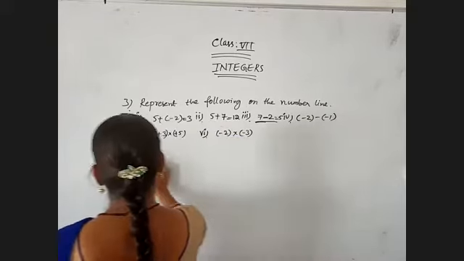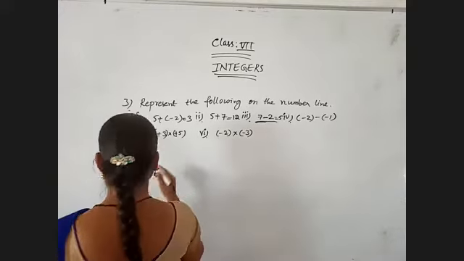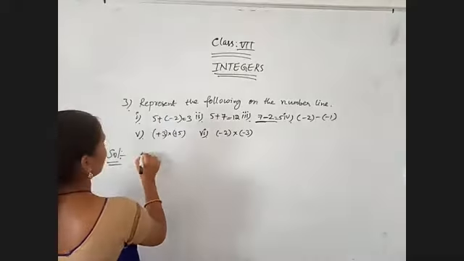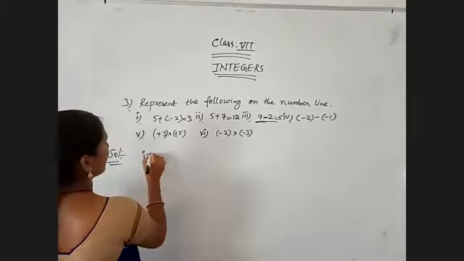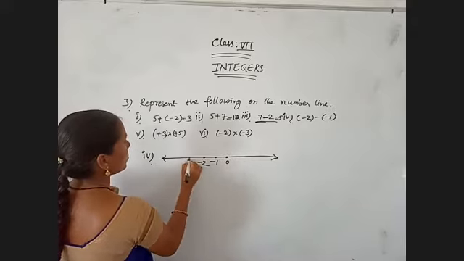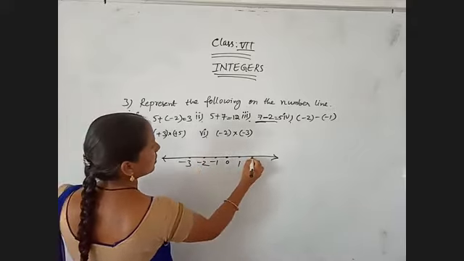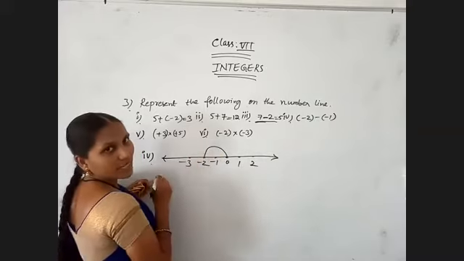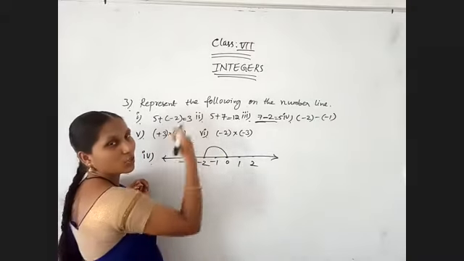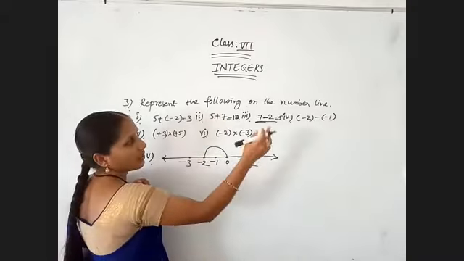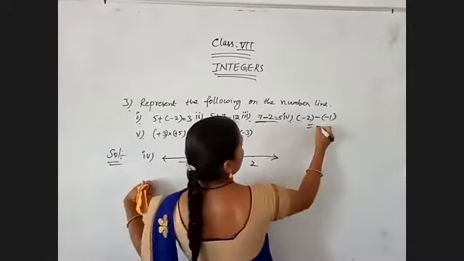Coming to the fourth point. Zero, minus one, minus two, minus three, one, two. Minus two is the first, so zero to minus two. When we are subtracting a negative integer, we need to move to the right side. Minus into minus will become plus, okay, plus one. That means right side by one step. So that is equal to minus one. That's right. So the answer is minus one.